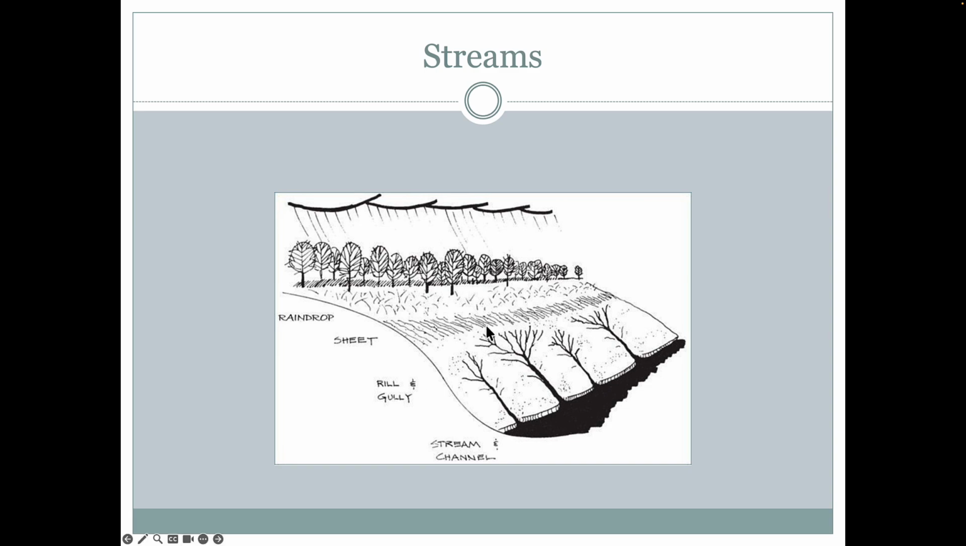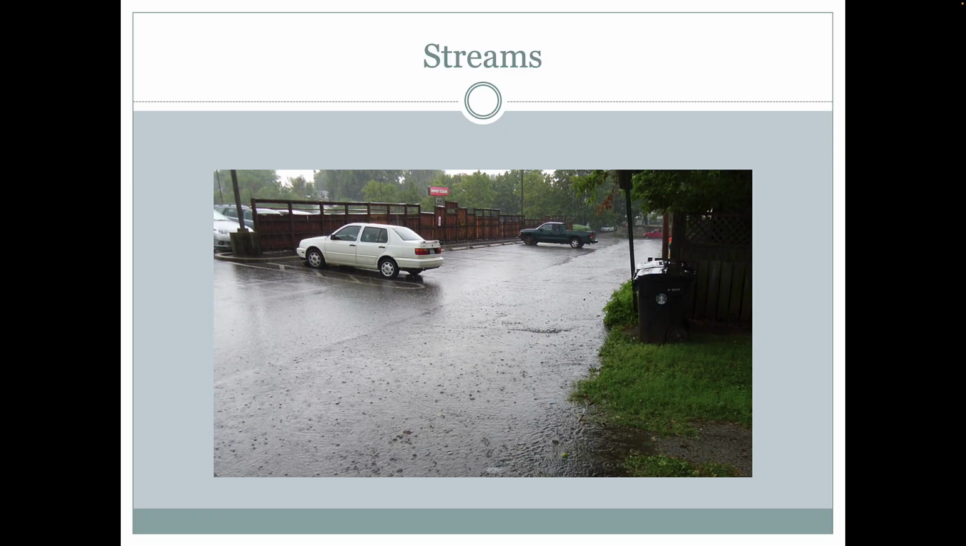And then eventually, if there's slightly lower areas, a greater area might start draining into that and just create these little indentations in the ground called rills, which as they get deeper are called gullies. And finally, these gullies might lead into a stream. So let's take a look at each one of these components now. Let's start with sheet flow.